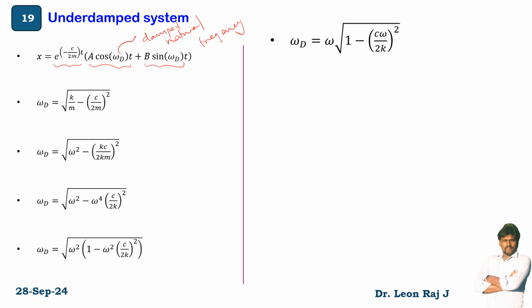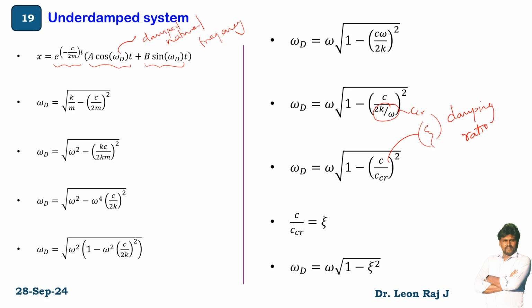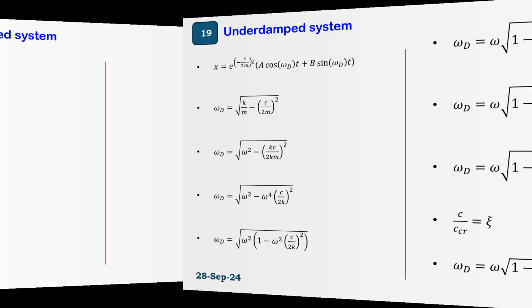So c omega divided by 2k, so your c by 2k by omega. So 2k by omega is nothing but your C_cr, that is the critically damped coefficient. So your omega d is equal to omega, the natural frequency, into the square root of c by C_cr squared. C by C_cr is nothing but the damping ratio, xi. So omega d, that is the damped natural frequency, is equal to the natural frequency into the square root of 1 minus xi square.